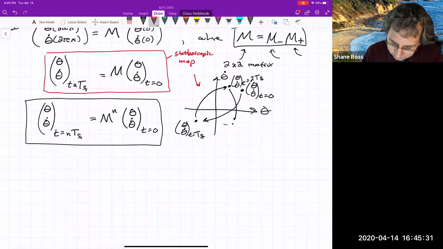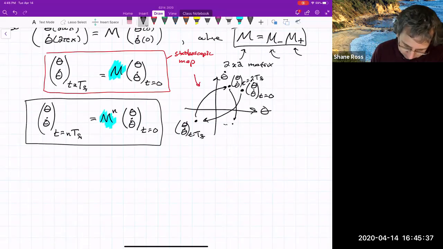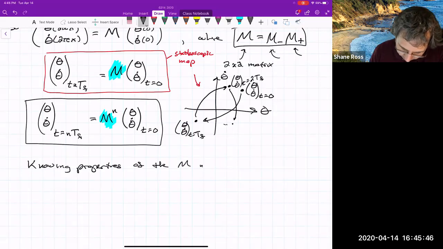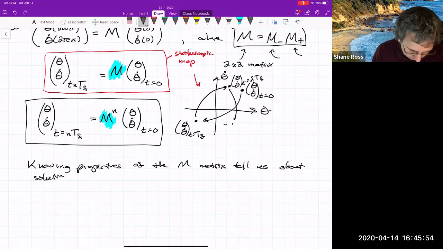So one of the main things here is this matrix M. It seems like M is very important. So knowing the properties of the M matrix is actually going to tell us about solutions of our system.